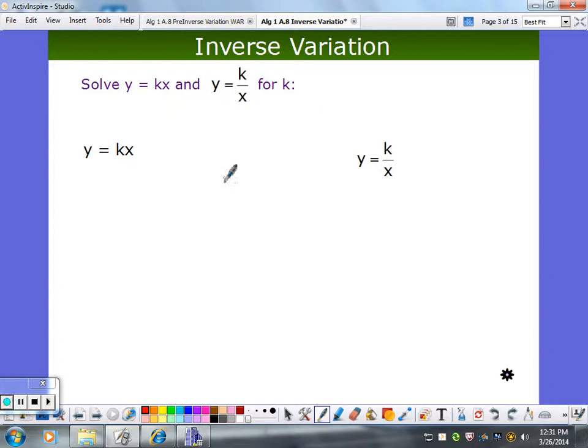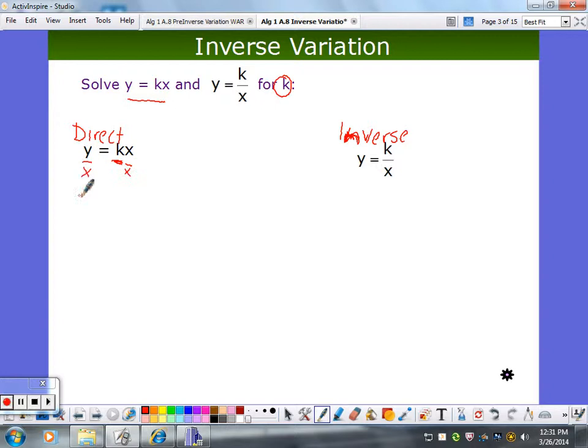Okay, so we're going to compare y equals kx, which is direct, and then y equals k over x, that is my inverse. We're going to solve for k. Now we've done this before for direct variation. Some of you even remember this, right? How do you solve it for k?